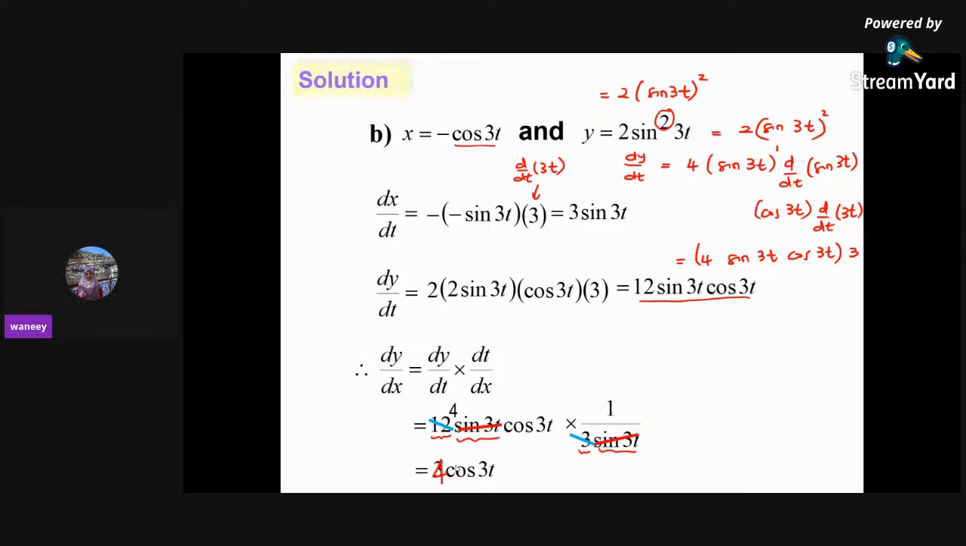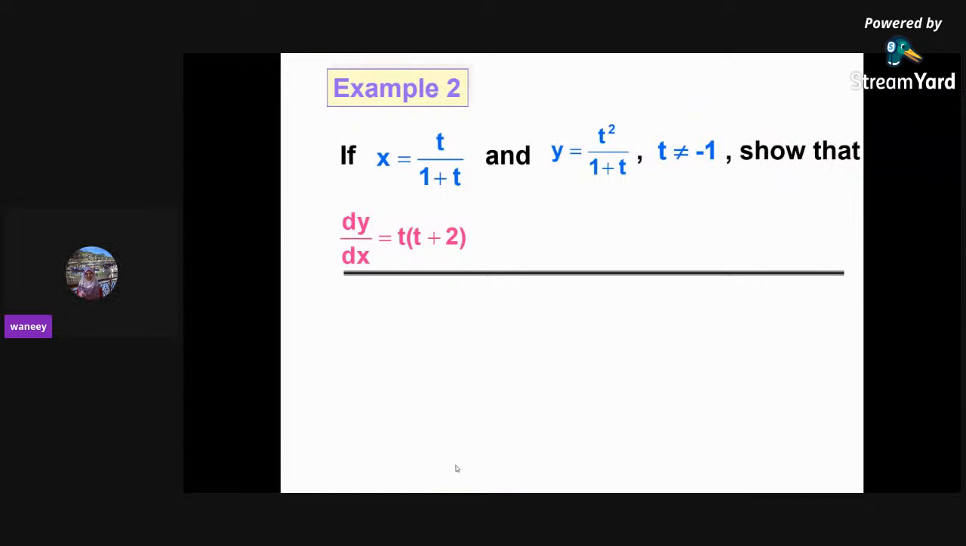Okay, so done with this one. So let us proceed with example 2. In example 2, if x is equal to t over 1 plus t and y is equal to t square over 1 plus t, but t cannot be equal to 1. Why do they write this down? It is to make sure that we don't substitute an incorrect value of t, of course. And then you need to show that dy over dx is t multiplied by t plus 2.